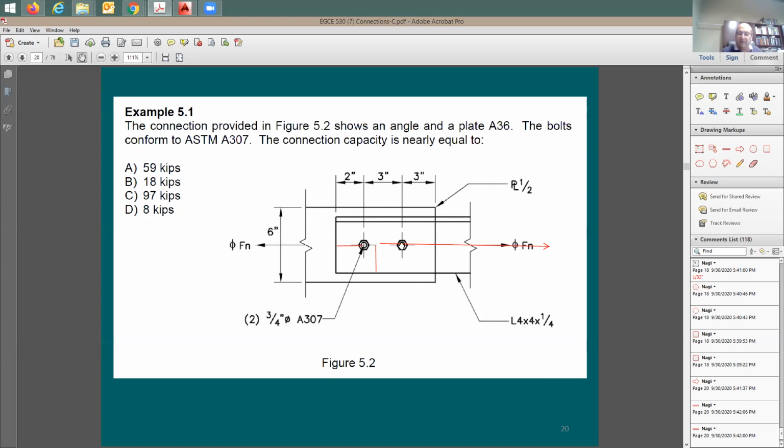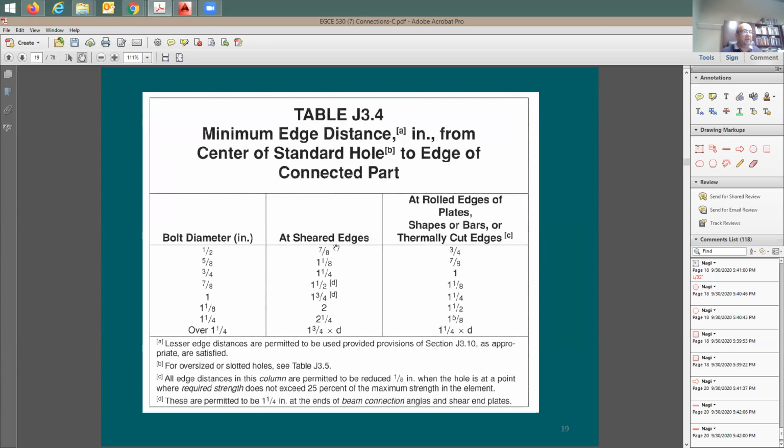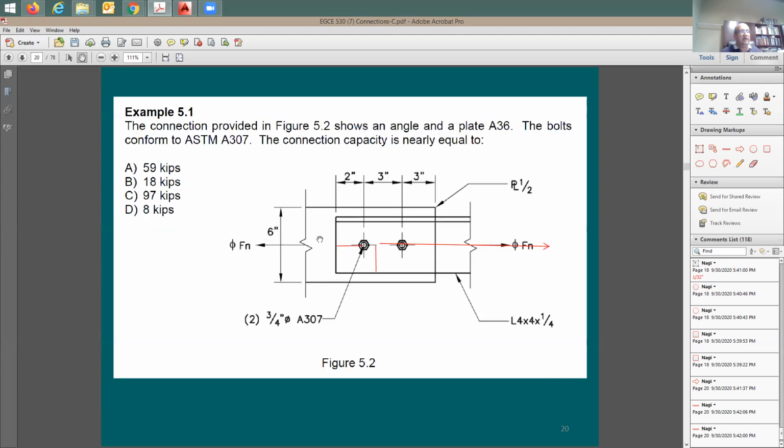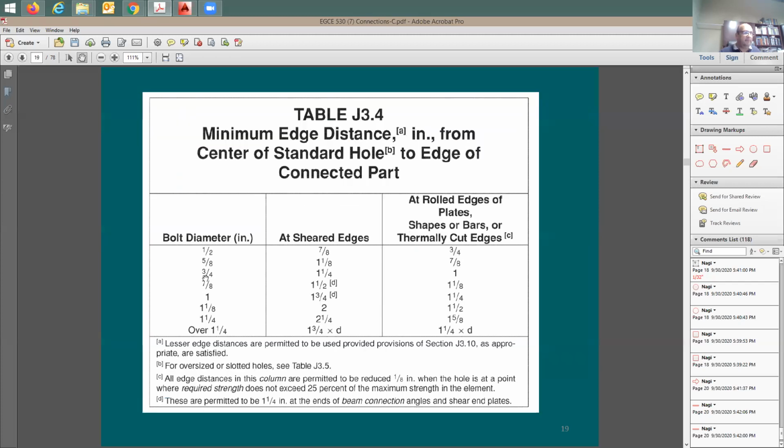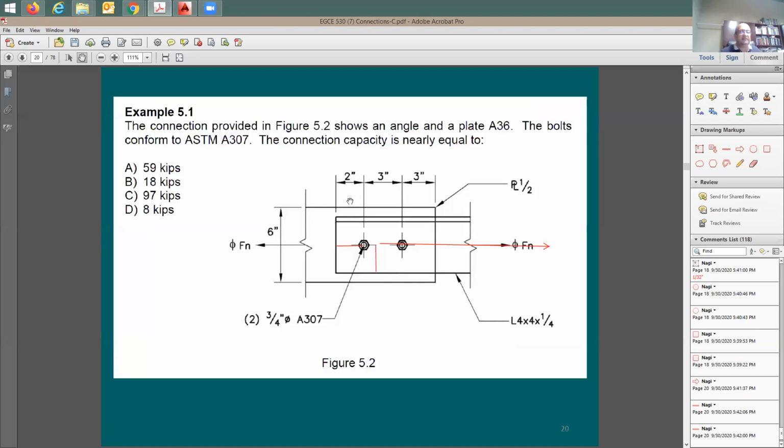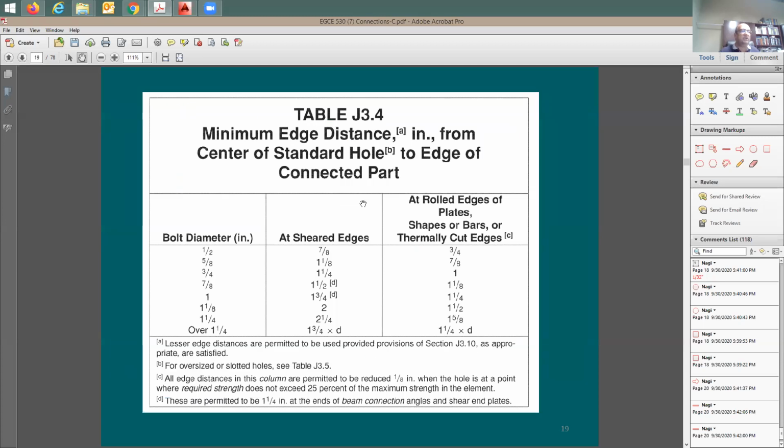Let's see what the code says about the edge. The shear edge for 3/4 of an inch should be at least 1/4 of an inch. I provided here 2 inches, so this is good. My connection is good. If this had been 1 3/4 of an inch, I'm going to say, well, still okay. Once you go to 1/4, it's going to be very tight, not acceptable. So practice-wise, usually if you have 3/4 of an inch, we provide 1.5 inch for the edge distance. So usually it's going to be a minimum of 1.5 inch. I understand that from this table it says here 1/4, but in practice, we don't want to go this tight.